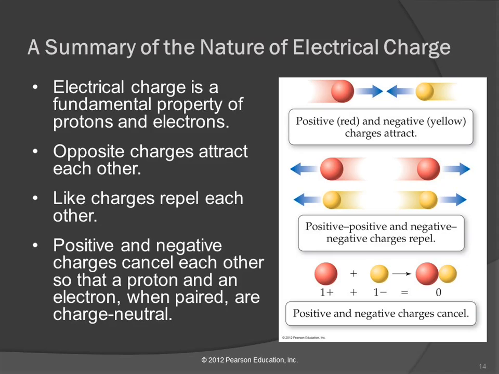We have charged particles in the atom. Which one's positive? Protons. Which one's negative? Electrons. Which one's neutral? Neutrons. Okay. So the neutrons don't have a charge.